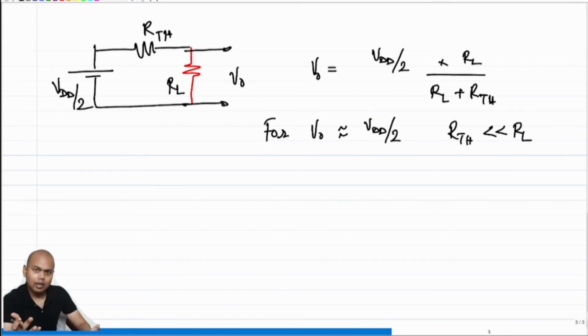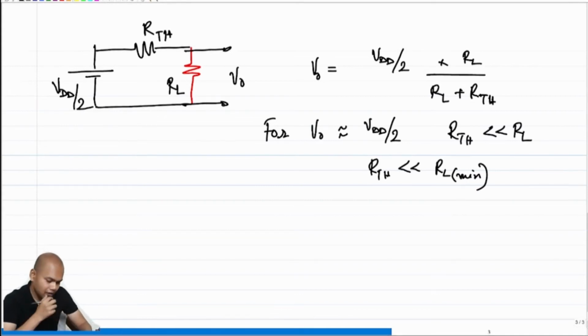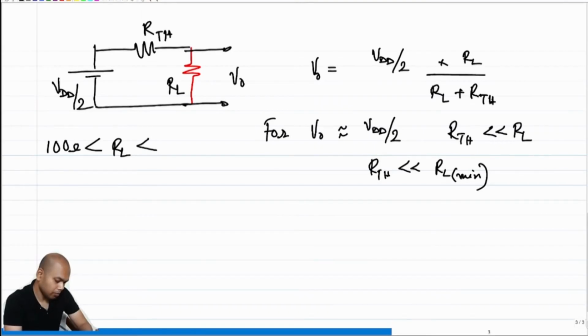And if RL has a range, that is RL can have a minimum value and a maximum value, what should RTH be? Your RTH should be less than RL min. Correct? And in the example that we had taken, the range of RL was going from 100 ohm to 100 kilo ohm.